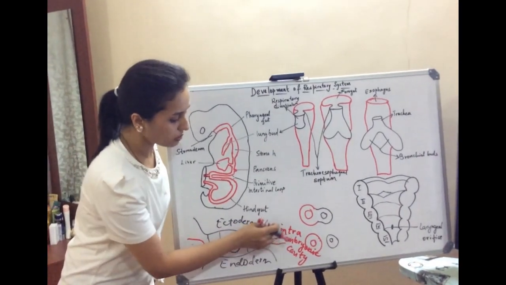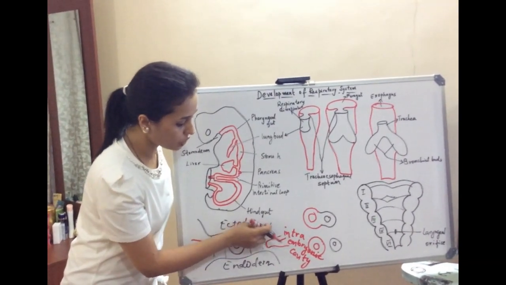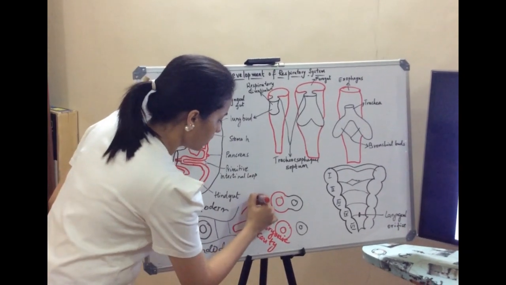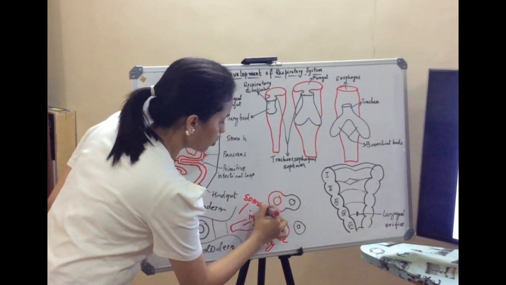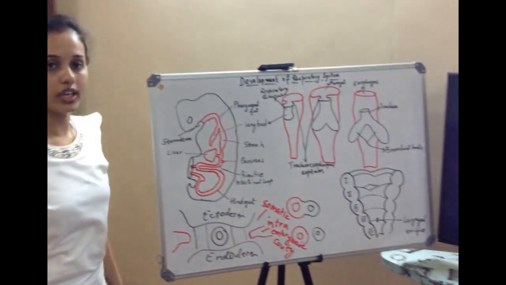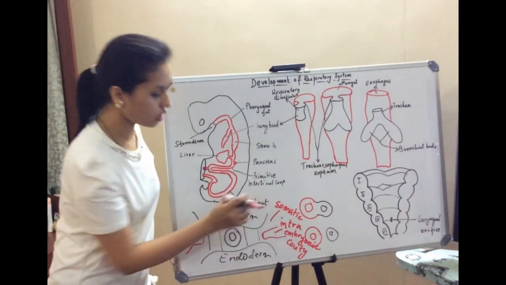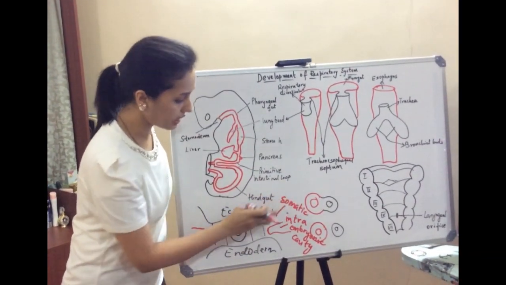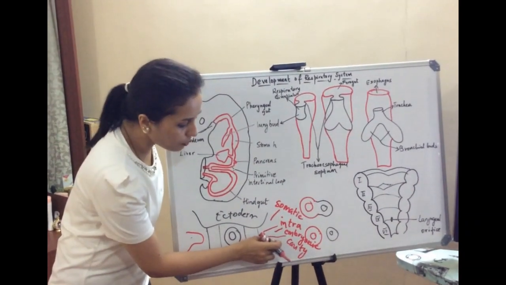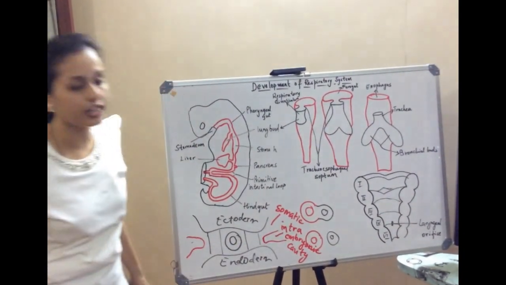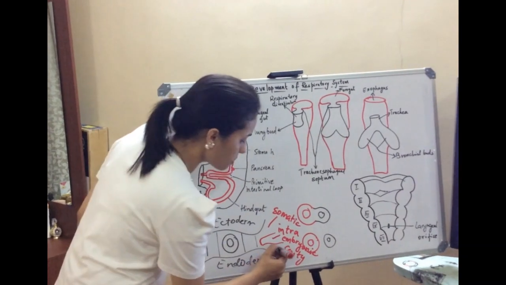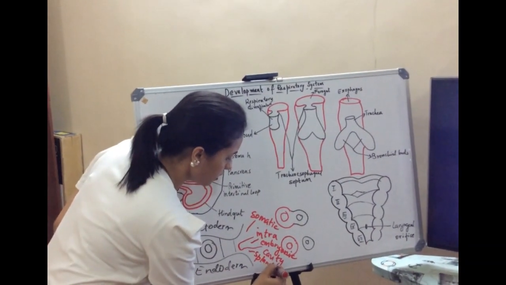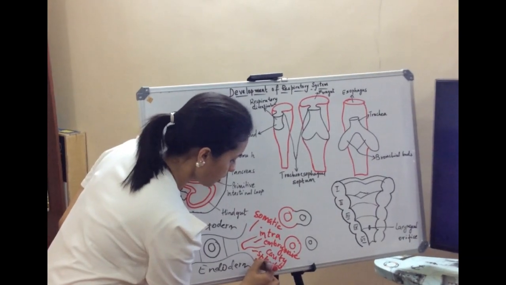The layer of mesoderm adjacent to the ectoderm is called the somatic mesoderm, also called parietal. So parietal or somatic mesoderm, and the layer of mesoderm adjacent to the endoderm is called the splanchnic mesoderm, which I have mentioned in the PowerPoint.